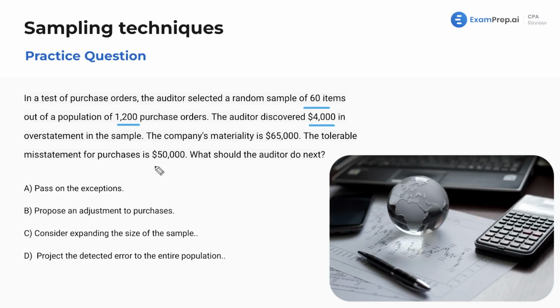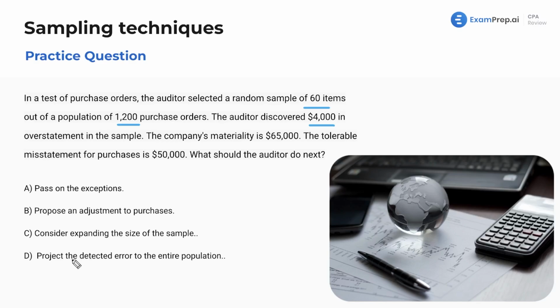Interesting point. Well, do we just pass on the exceptions? Nope, that's not our process. Do we propose an adjustment to the purchases? Well, we don't particularly know yet what's going on here. Essentially, we want to understand its effect overall on the population. Do we consider expanding the size of the sample? The reason we wouldn't do that is because we hopefully did our best to determine what the proper sample size would be ahead of time.